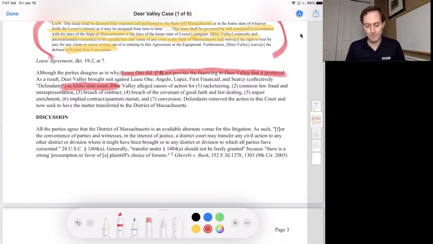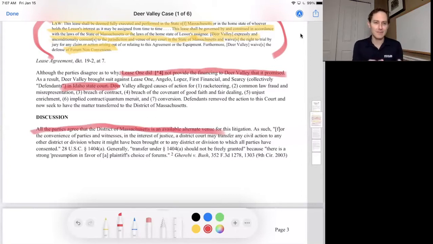So they can get it into the federal courthouse in Pocatello with the plan of this. Once you get it into the federal courthouse in Idaho, then you can transfer it over to the federal courthouse in Massachusetts.